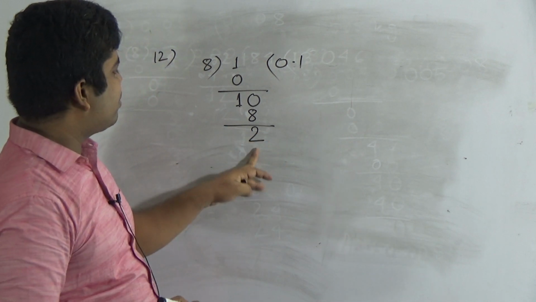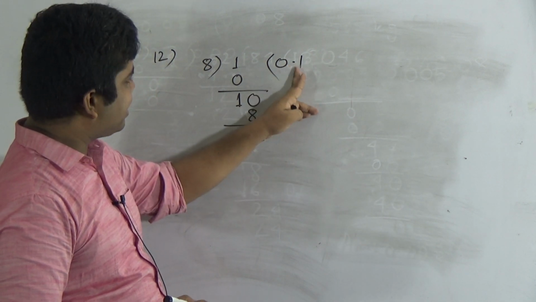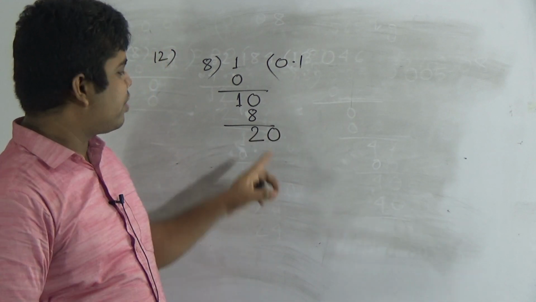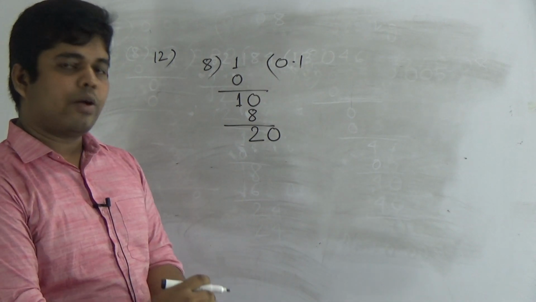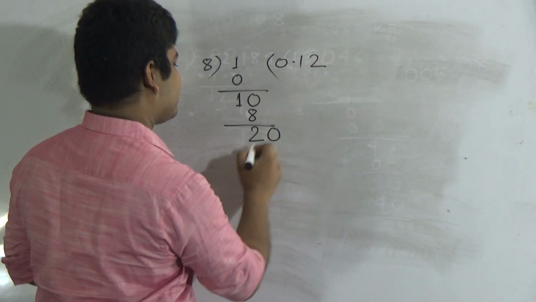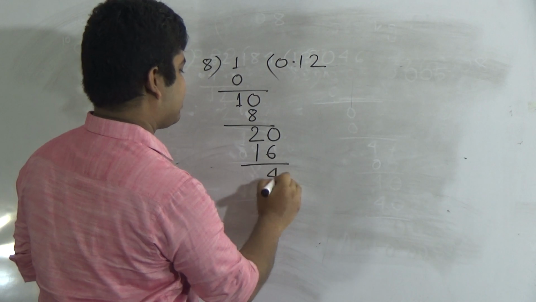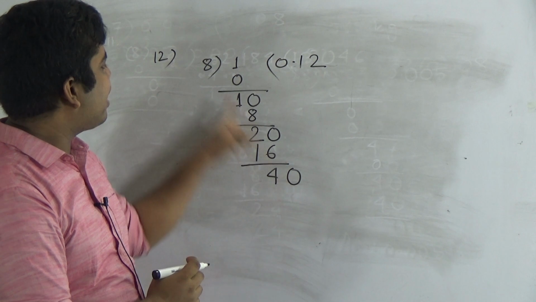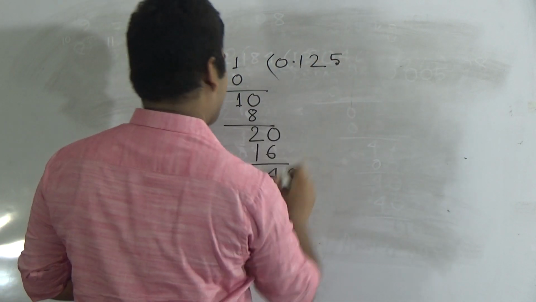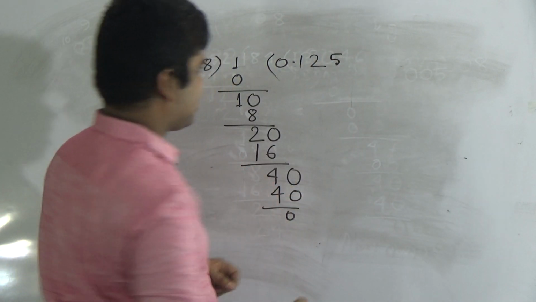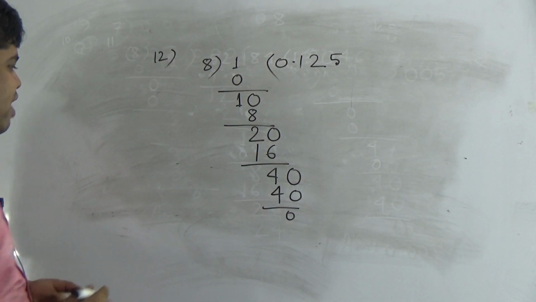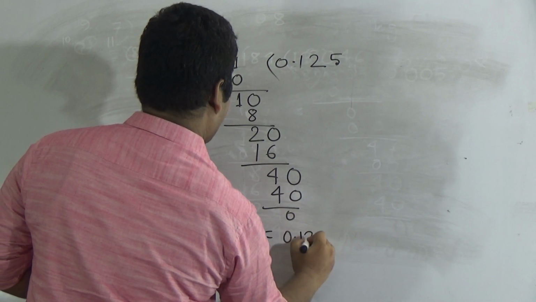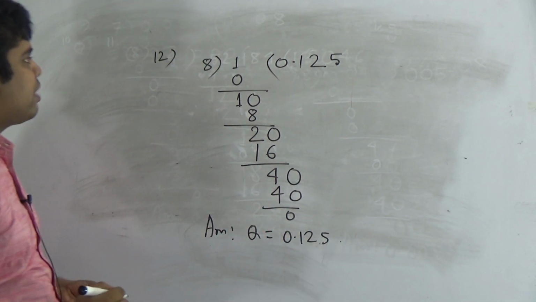So we know that after taking a point, we get a 0 bonus every time. So in 20, 8 goes in how many times? 8 goes in 2 times, 8 2s are 16, we subtract and we get 4, and we get a 0 bonus. And in 40, 8 5s are 40. So the answer is 0.125, which is the question. Question equal to 0.125. So question 12 is done.